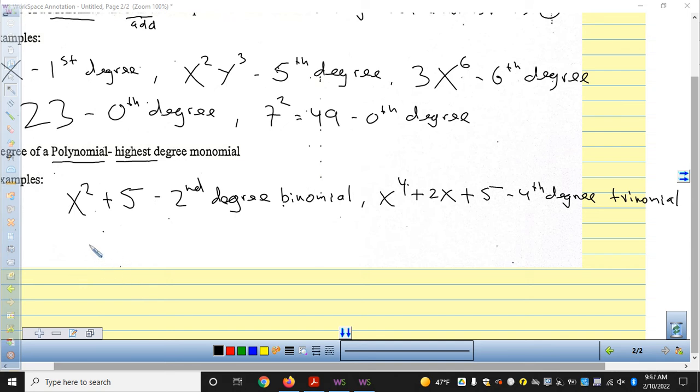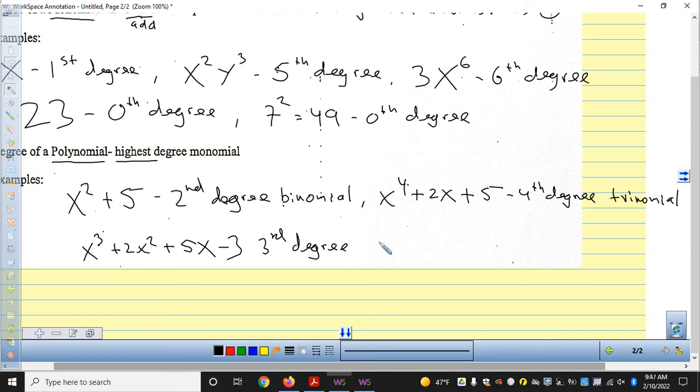Let's look at a couple more. All right, so our highest degree on any of those terms is what? 3. The exponent is 3. So this would be a 3rd degree polynomial. And usually above 3, after trinomial, we just call them polynomials.